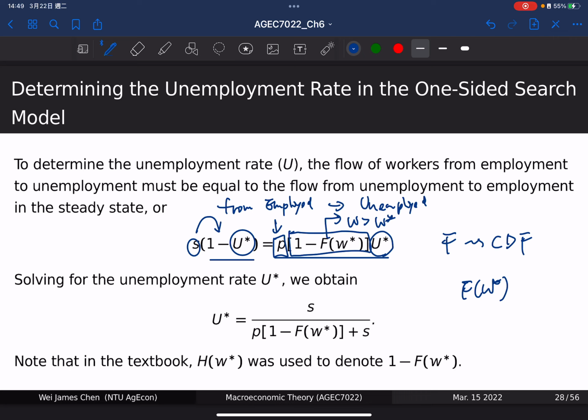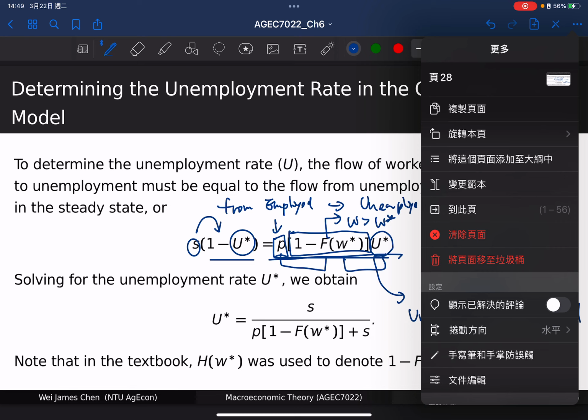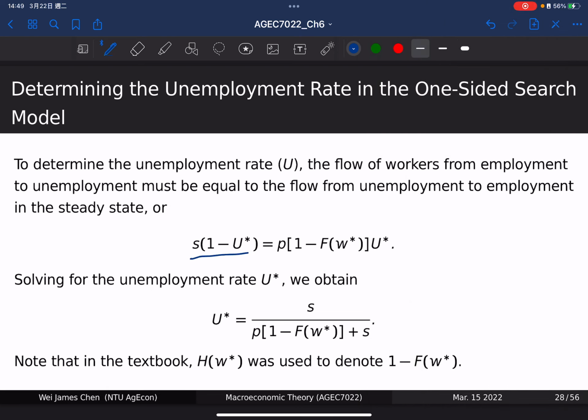They both need to be true, right? This is a conjunction probability. So this times this probability. So this is the flow from unemployed to employed. Okay, again, this one, employed to unemployed. This one, unemployed to employed.